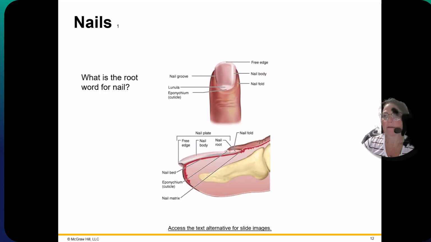The other part of the skin is the nail, so your fingernails and your toenails. This here is figure 4.7 in your textbook that shows you the different components of the nail. And then, what is the root word or the combining form for nail? It's onyc, onycho. Make sure you know that.